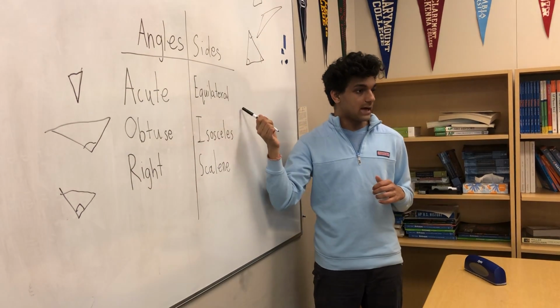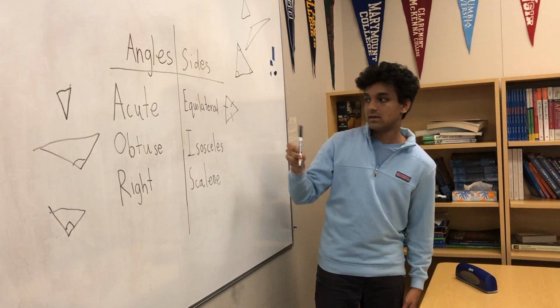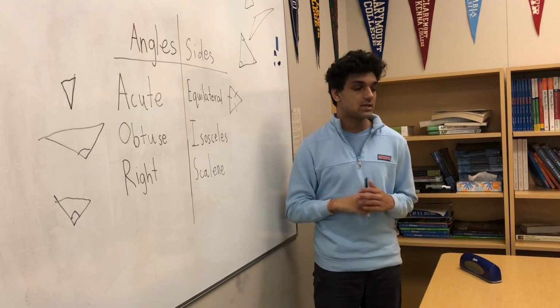Does anyone know what an equilateral triangle is? Telvin. It's a triangle with three equal sides. Exactly. And the way that we show that when we write it is with a line on each of the sides. And that line just means that they're all congruent, which is the same size and same shape.